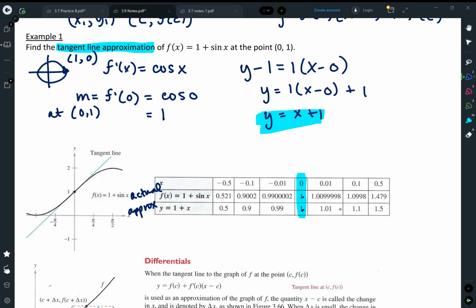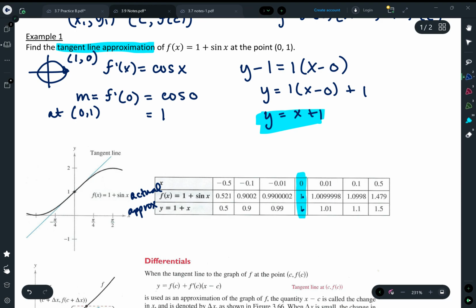But if you look at what happens when our x is 0.01, well, our actual function value is 1.009998, and our approximate is 1.01. So they're really, really close. But as we get further away from 1, they get a little bit less accurate, but still pretty darn good, right? And using our approximation is a lot easier than plugging something into f of x is 1 plus sine x. So that's what this is all about today.